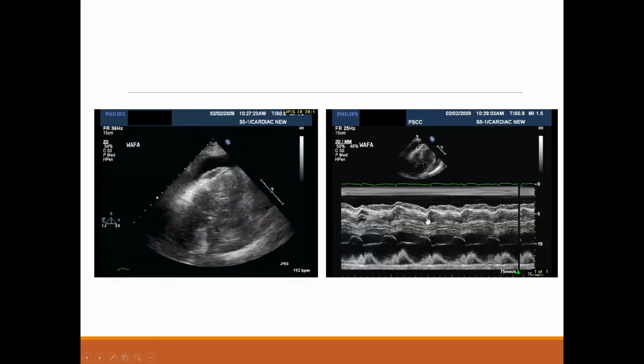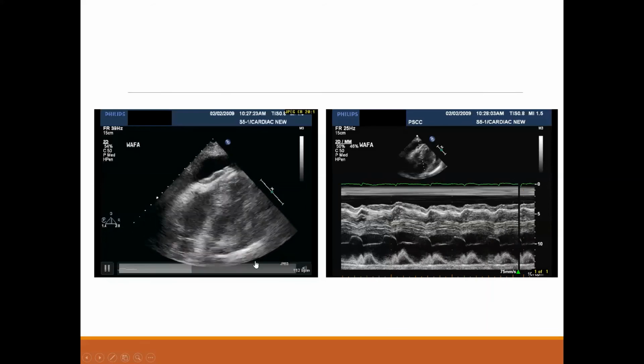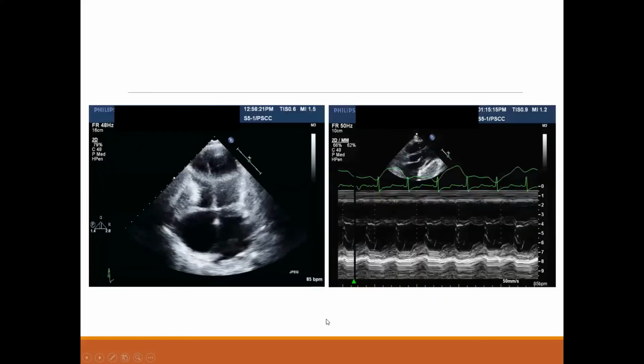Now, if we take the M mode here of the RV free wall, how could we describe it? Diastolic collapse, exactly. So diastolic collapse is a sign of tamponade. Okay, good. Now, what do you see here?